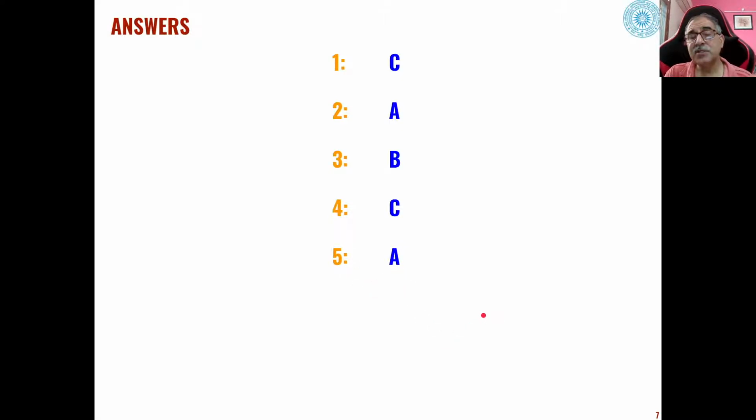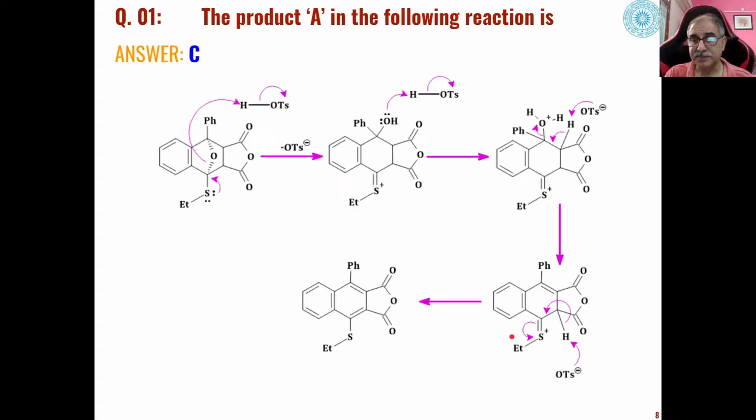So now we will discuss one by one how these answers have come, based on the mechanism of these reactions. In the first case, as you have seen, our answer is C. So here the Pummerer Diels-Alder adduct first reacts with one molecule of paratoluenesulfonic acid.